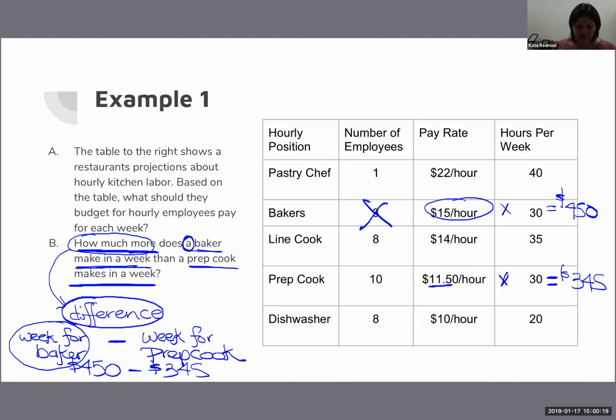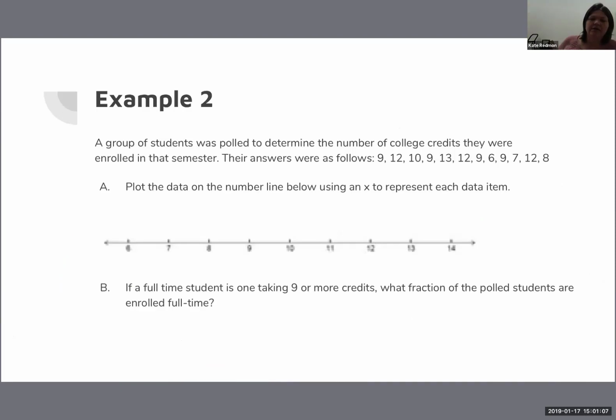Okay, so if I want to find the difference between those 2 numbers, those 2 amounts, then I will subtract them. 450 minus 345 is $105. And do remember that difference is always positive. So even if you had them in the wrong order and you subtracted and got negative $105, you would just drop that negative sign and say $105. Difference is always positive.